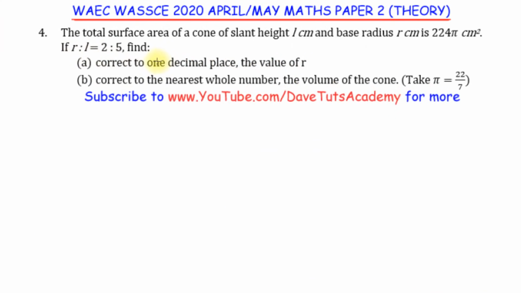This is a question on mensuration of shapes, and we're told that the total surface area of a cone of slant height L centimeters and base radius R centimeters is 224 pi centimeters square. Then, if the ratio of R to L is given as 2:5, we're to find correct to one decimal place the value of R, and then correct to the nearest whole number the volume of the cone. And for this question, we can take pi as 22/7.